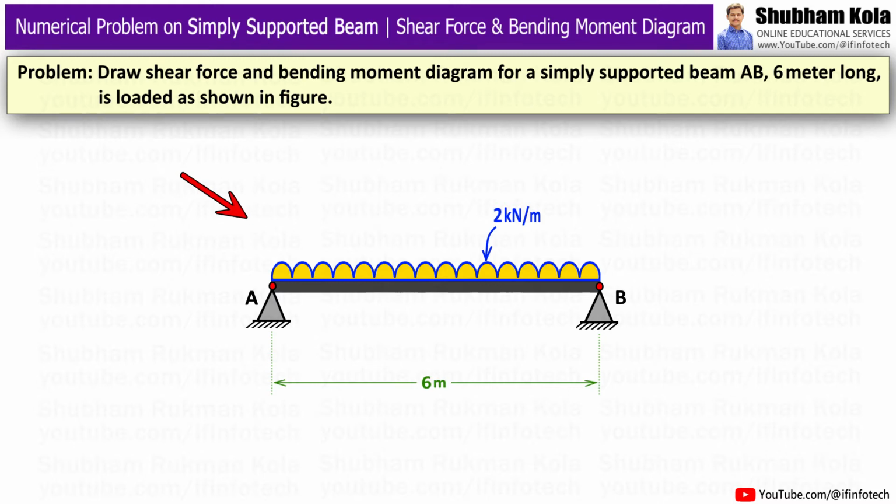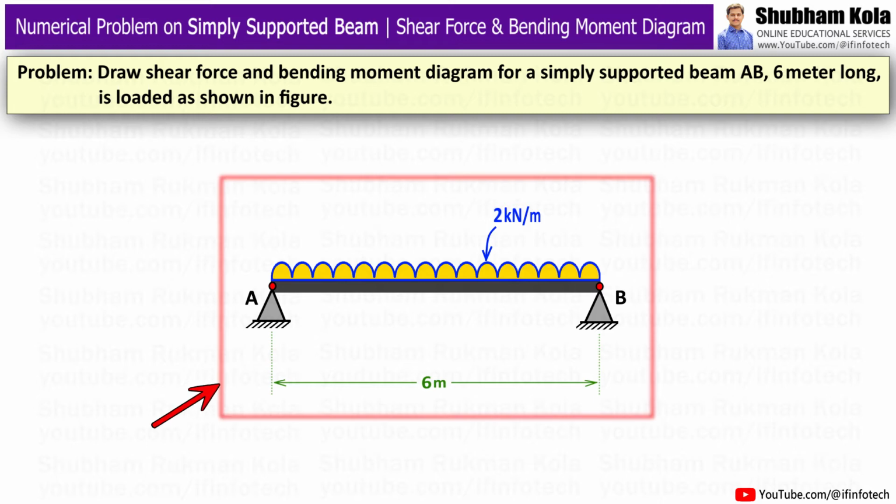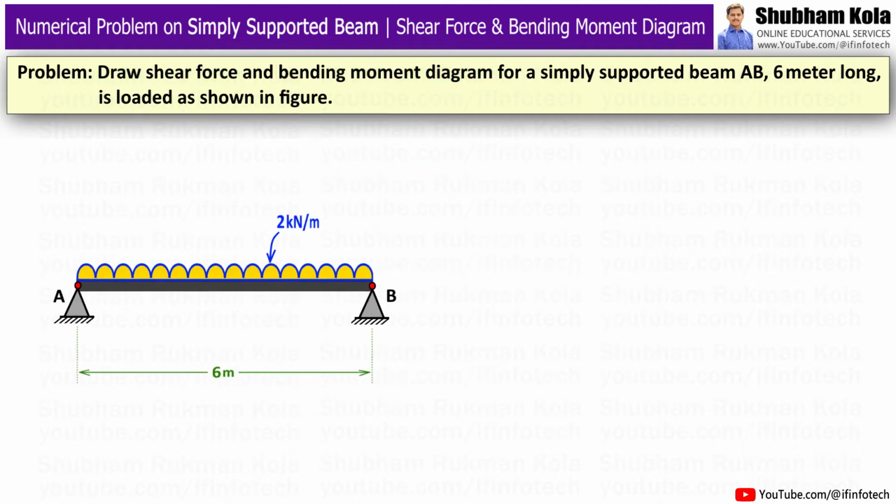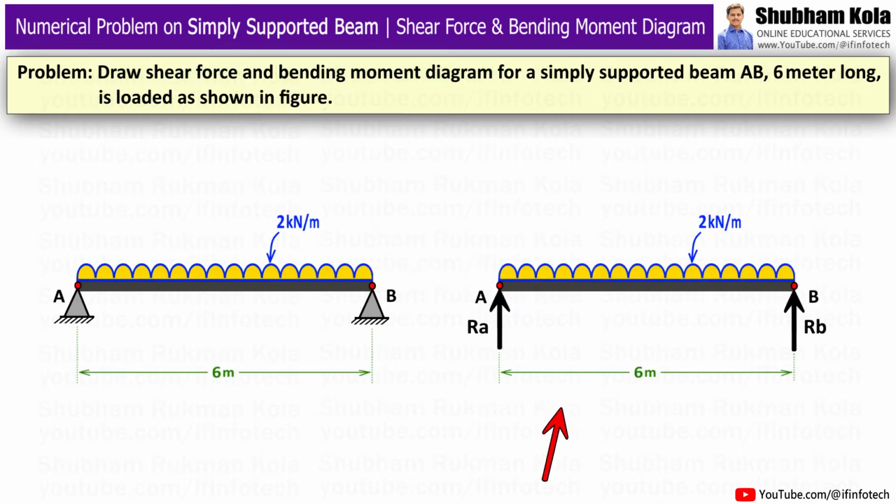So this is the simply supported beam AB of length 6 meter and carrying a uniformly distributed load of 2 kN per meter over a length of 6 meter. So for this setup, we have to draw the shear force diagram and bending moment diagram. First of all, I will draw the free body diagram for this beam section.